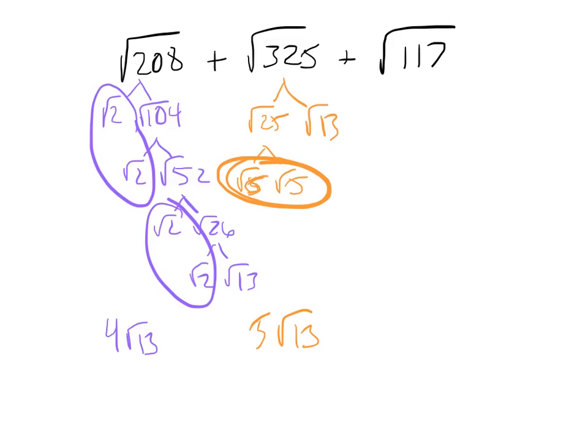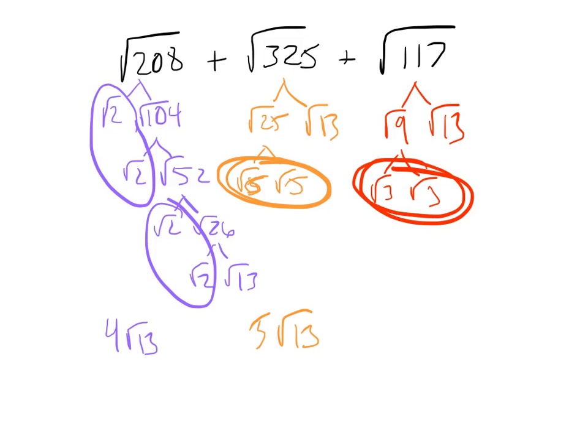Now 117 is a little bit harder to factor, but I know that breaks up into root 9 times root 13, and that root 9 can break up into root 3 times root 3, and there's my pair right there that's going to multiply. And when I multiply it all out, it's going to give me 3 root 13. I'm going to keep my signs the same. I'm going to add them all together.